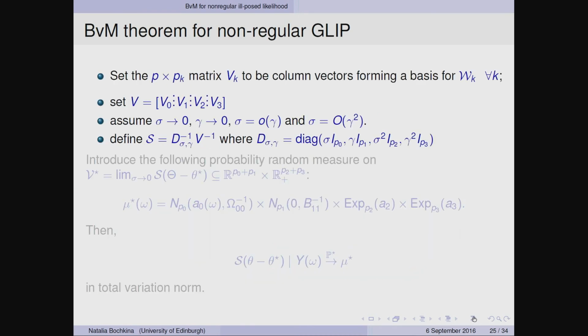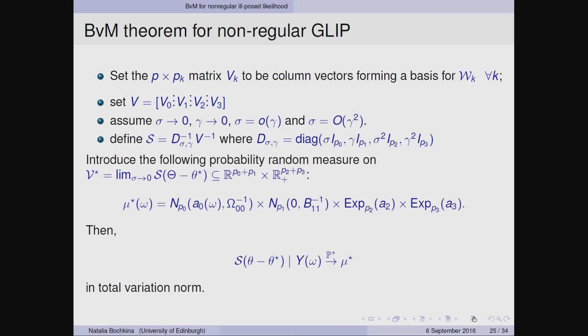Right, so now we're getting 4 spaces, and the matrix V here effectively determines the separation between the 4 spaces, which can be quite challenging, actually, in some cases. And then D is just normalization, and then the limit of the posterior distribution is just a product of normals and exponentials, assuming a flat prior. If it's not flat, then you can get a gamma distribution here. I didn't want to introduce two more parameters. And then we have, again, convergence in the total variation norm of the posterior.